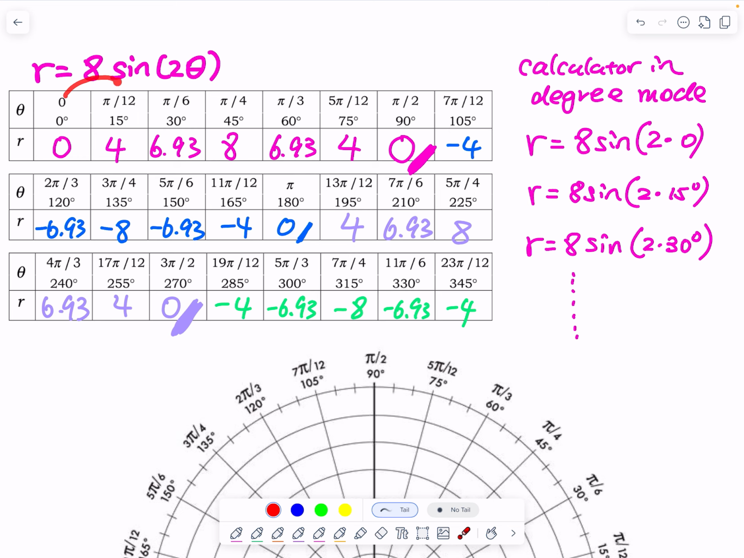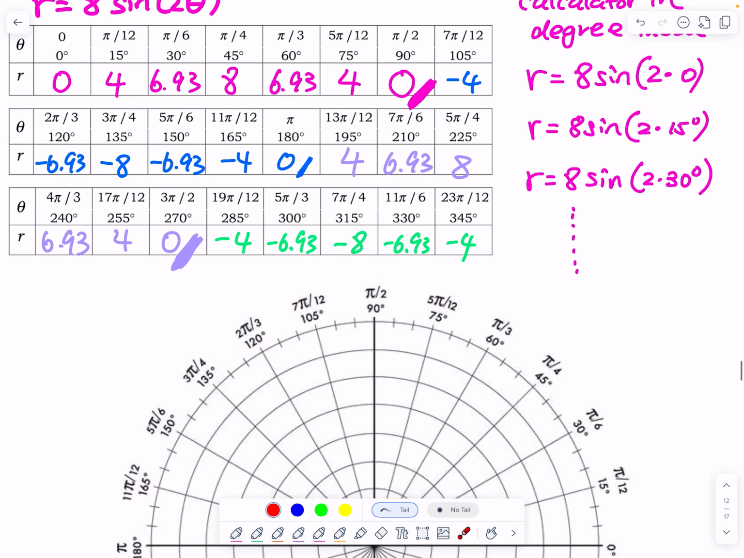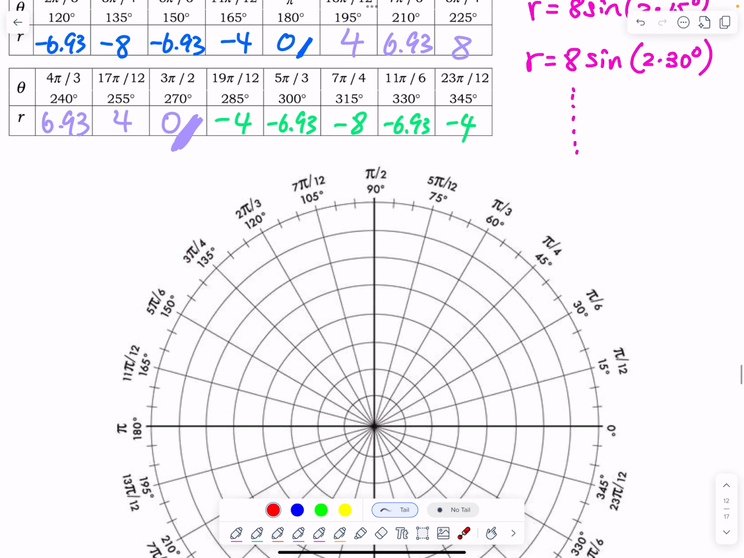And then in radians, I go from pi over 12, and then 2 pi over 12, 3 pi over 12, 4 pi over 12, 5 pi over 12, and so on and so forth. So I would like to go 15 degrees at a time, or pi over 12 at a time, because my graphing paper is 15 degrees at a time.